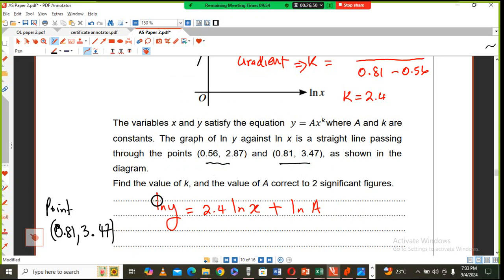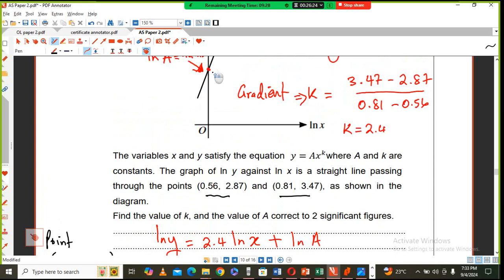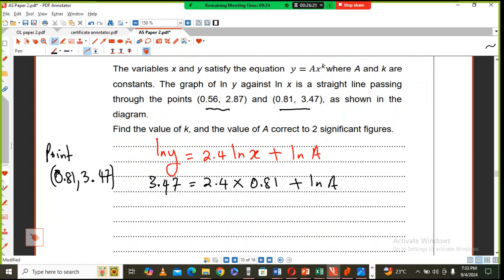So for the natural log of y, which is a number, I'm going to write 3.47 over here, times the natural log of x, which is a number, in this case 0.81. So I'm using that information to find the natural log of A. But remember, the natural log of A should be a number, because where it crosses the y-axis, it must be a number. Are we together so far? Yes, sir. So eventually, you are supposed to get something like the natural log of A is equal to 1.526.